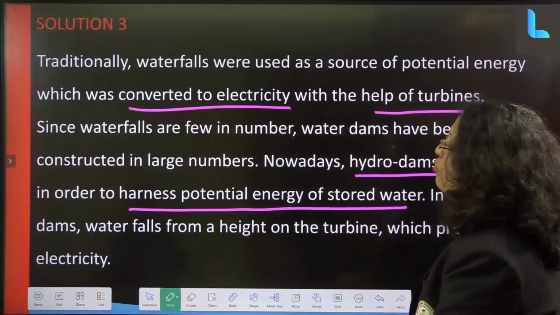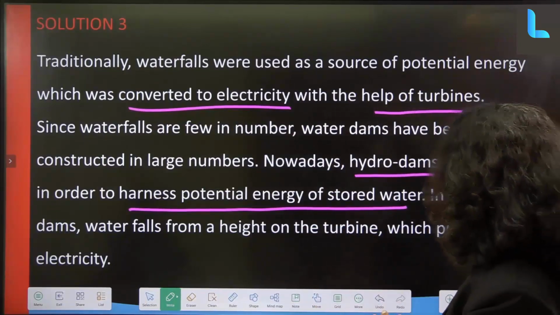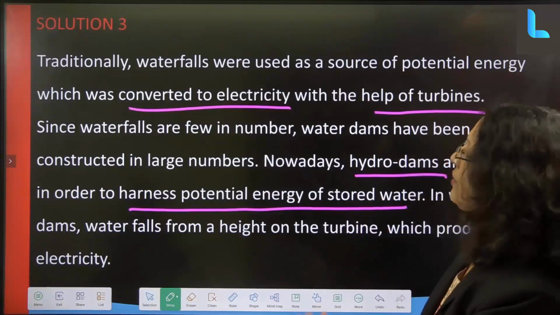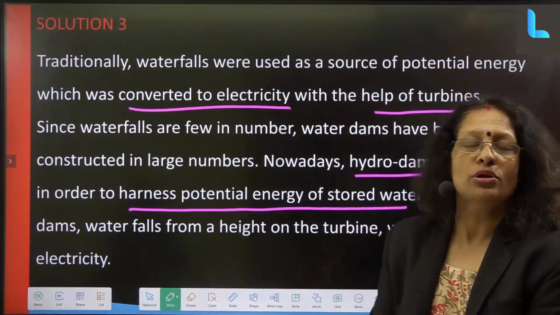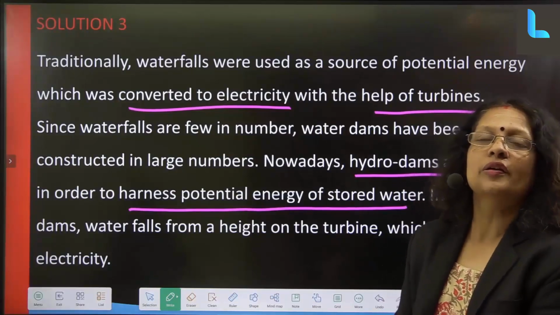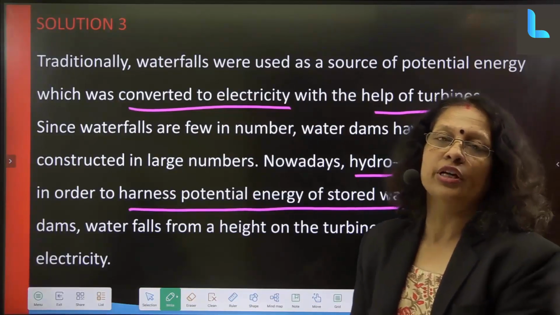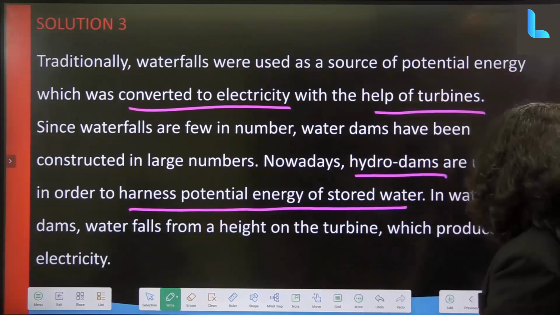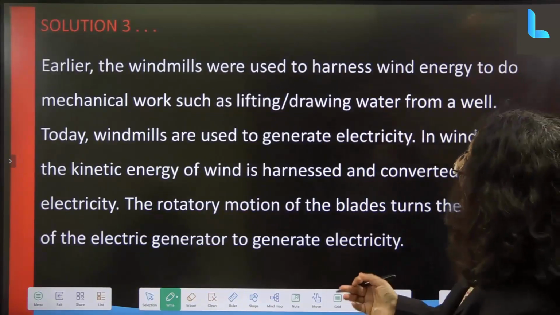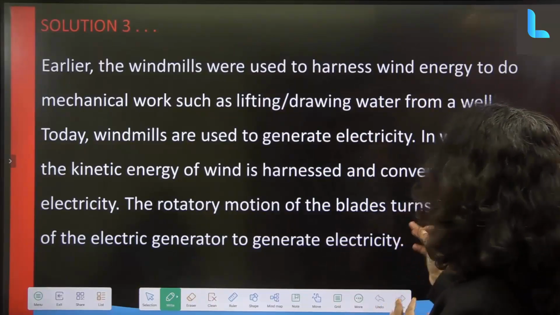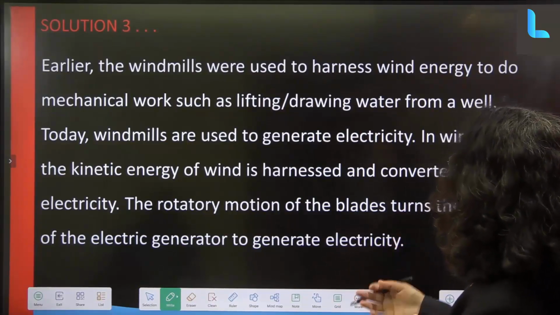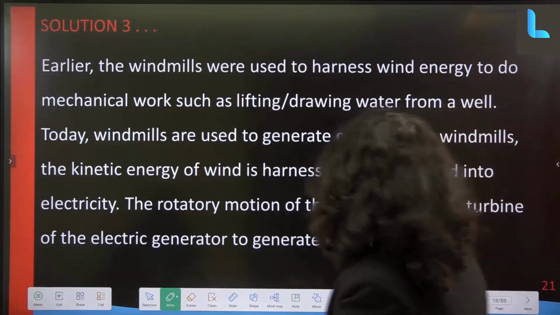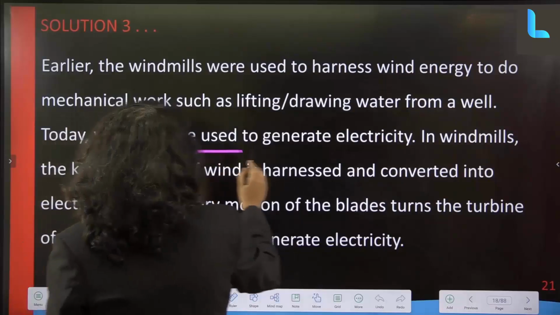In water dams, water falls from a height on the turbine which produces electricity. So water is converted to electricity. Wind energy also, by windmills, is converted to electrical energy. Earlier windmills were used to harness wind energy to do mechanical work such as lifting and drawing water from a well. Now windmills are used to generate electricity.